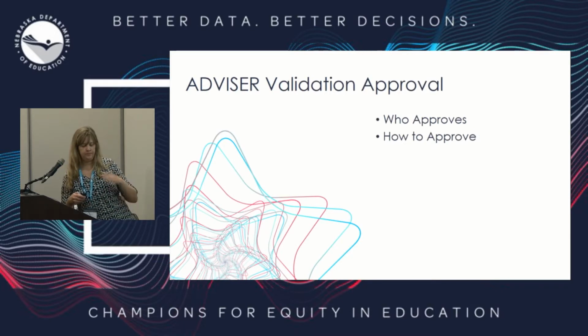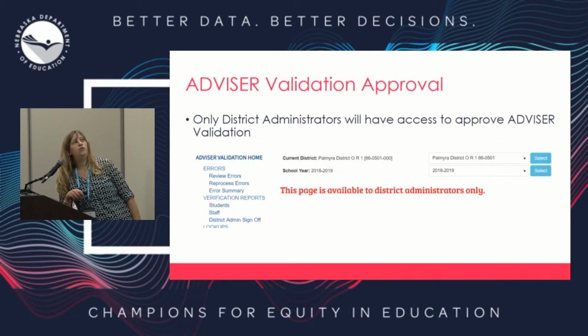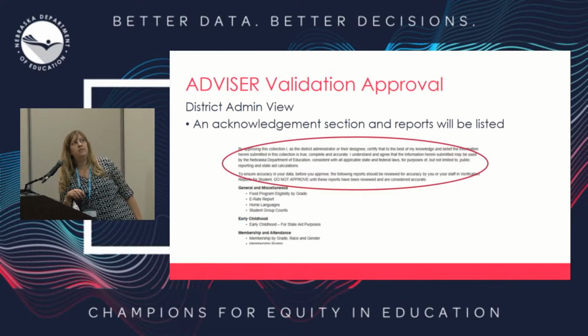But for now, I'm going to show you the approval process. So end of year comes, your data steward has made sure everything's cool, and you're ready to approve your data. Everyone's going to see this district admin sign off here, but if you are not the district admin or the superintendent, you will not be able to approve anything. So this page intentionally gives you this error message. Now, if you're the superintendent, you're going to get this, and probably some of you saw this in the fall if you were approving data.